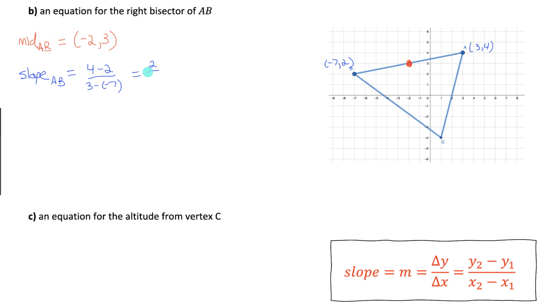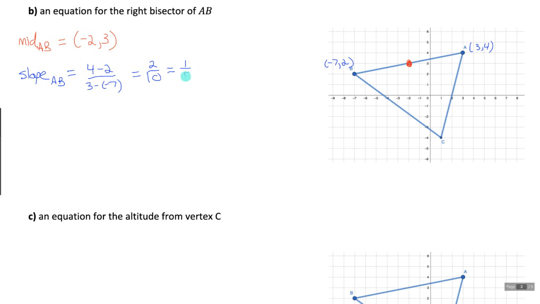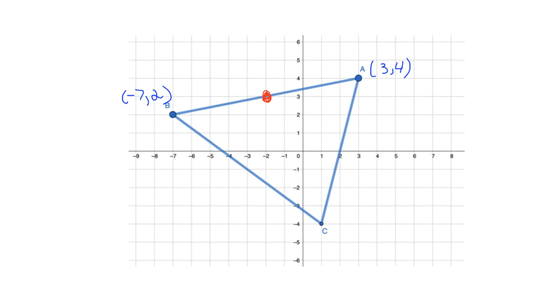And that gives me 2/10, which I could reduce. 2 goes into both 2 and 10. It goes into 2 once. It goes into 10 5 times. The slope of line AB is 1/5. And you can see to get from point B to the midpoint of the line, you rise 1 and run 5. So that looks like the correct slope of line segment AB.